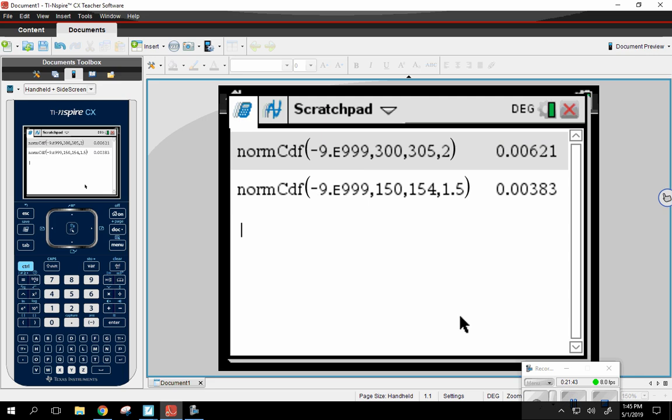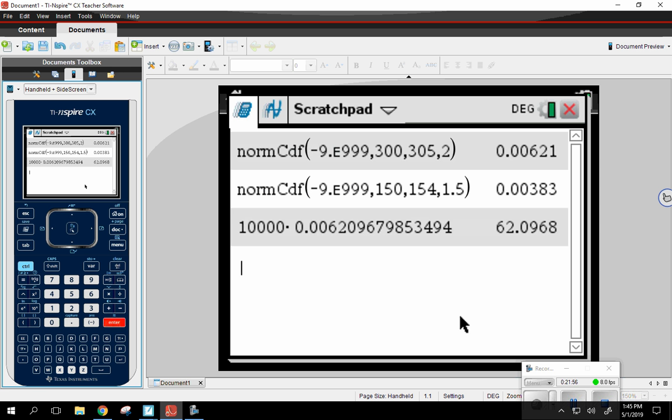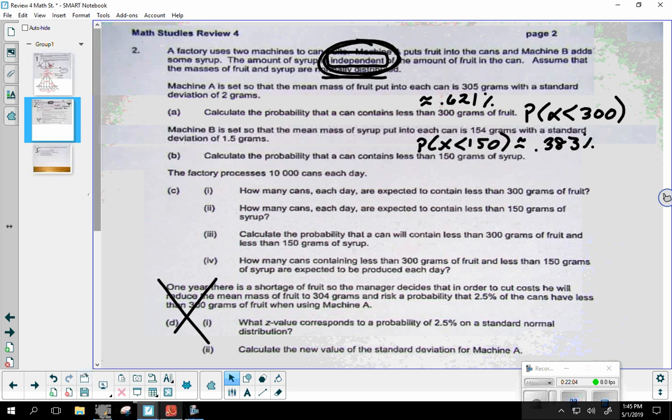So what I'm going to go ahead and do is just say 10,000. Okay, I'm going to multiply it by, now you got to move the decimal back over, so I'm just going to use the value that was already in my calculator. Okay. So about how many cans would you say? I would say 62, according to the information we have. About 62 cans.